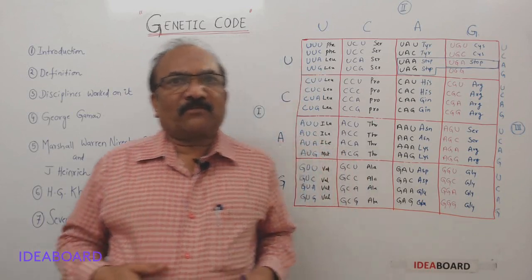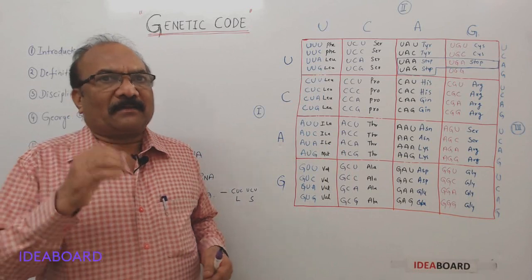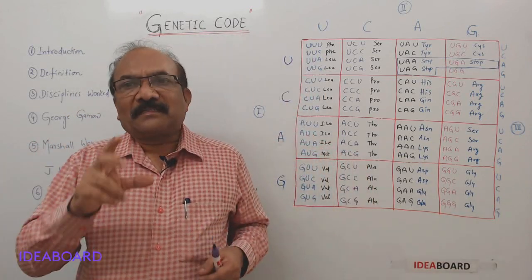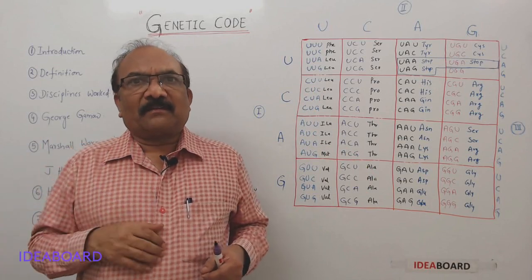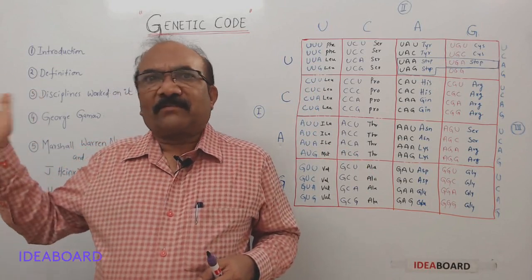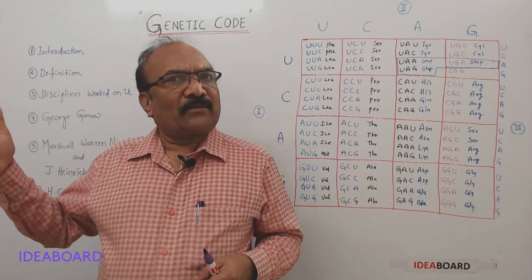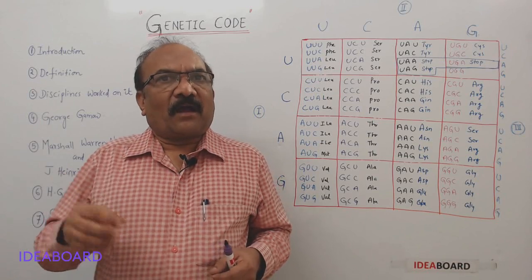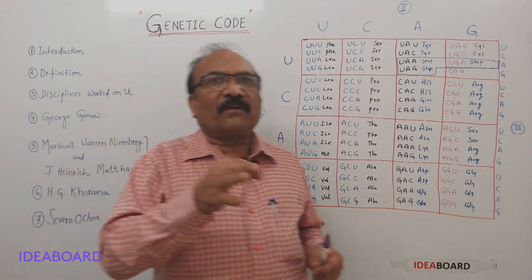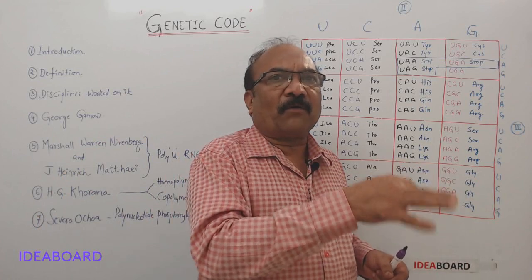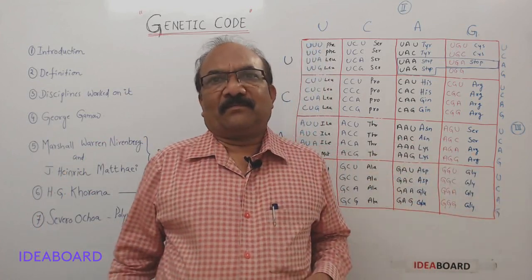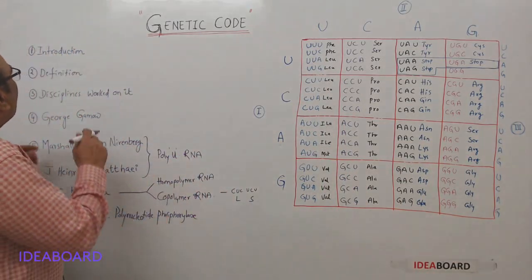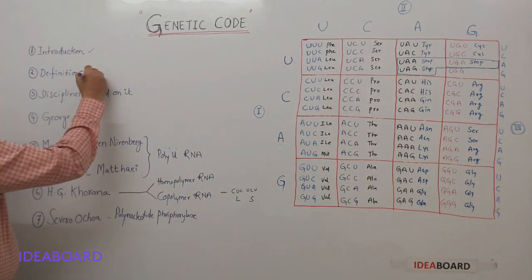I hope you don't get confused. Let us make it clear. So, what is genetic code? It is the interrelationship between the polynucleotide sequence present on DNA and RNA, and the sequence of amino acids in the polypeptide chain, which is called the genetic code. That is the introduction and the definition.